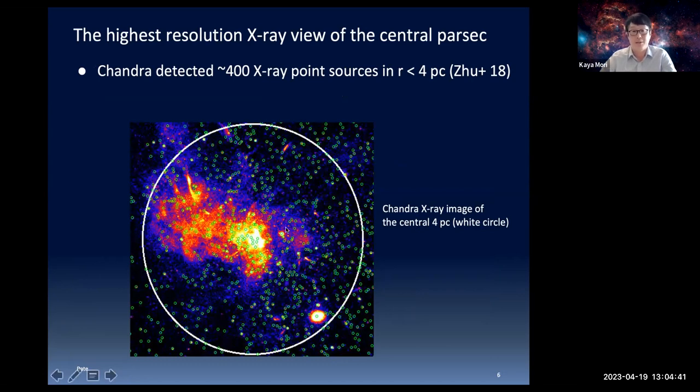So other than the X-ray point sources, you do see some diffuse emission. That's a soft X-ray thermal emission from Sag A East supernova remnant. And you can also see some X-ray filaments.